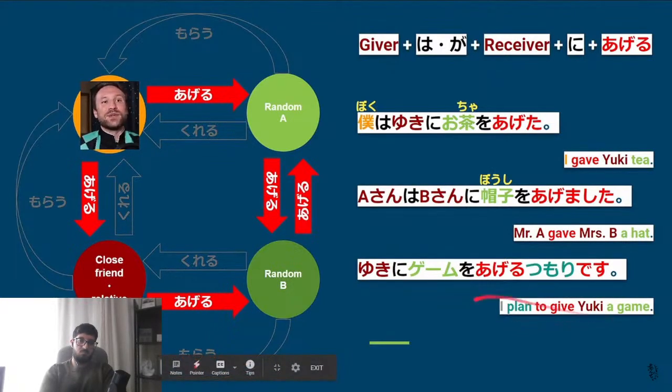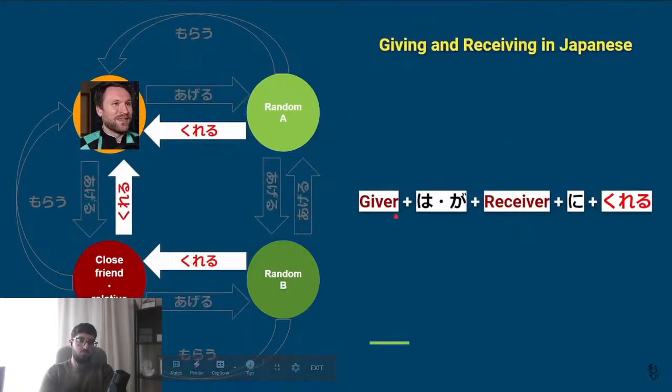I plan to give Yuki a game is what this sentence implies, right? So I have no giver in this sentence, so you can assume it's me. Yuki ni game wo ageru tsumori desu. It could be someone else. Maybe B intends to give Yuki a game, but unless they've already come up in the situation, you can pretty much safely assume that it's me. Yuki ni game wo ageru tsumori desu. I plan to give Yuki a game. So that's ageru. Following along?